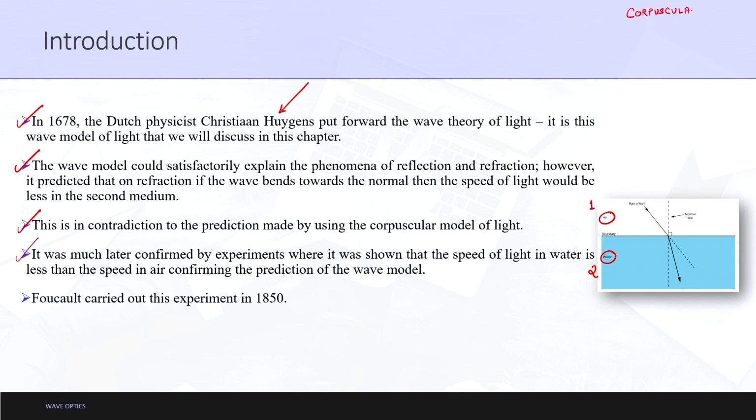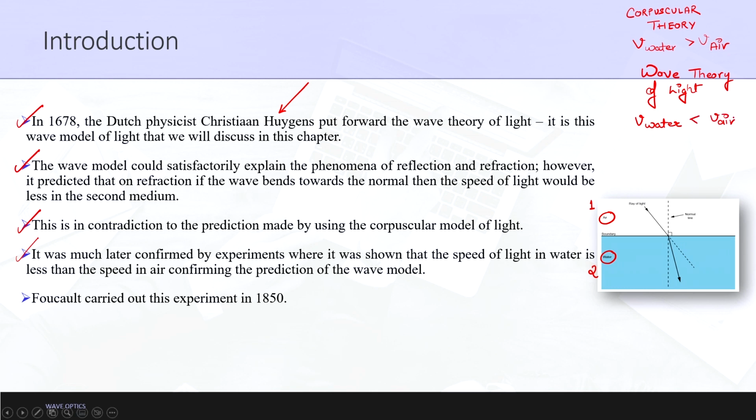according to corpuscular theory, it states that the velocity in water is greater than the velocity in air, but according to the wave theory of light, it was predicted that the velocity in water is less than the velocity in air.